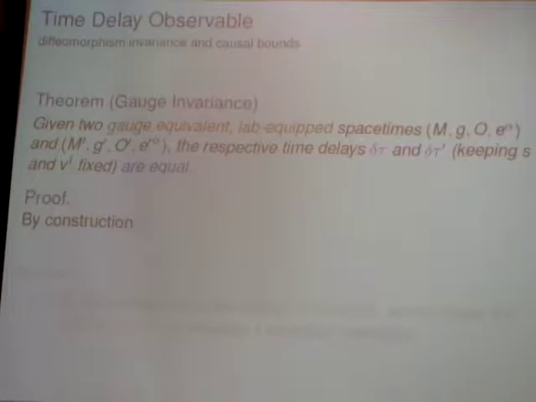So, technical question: are you constrained to a small enough region that you don't have to worry about caustics here?